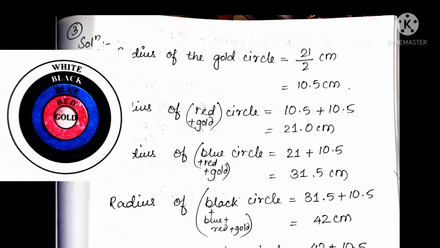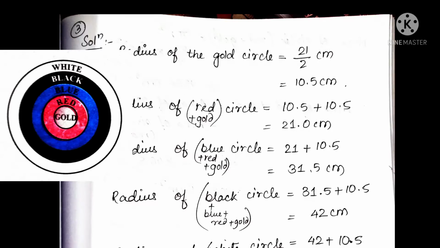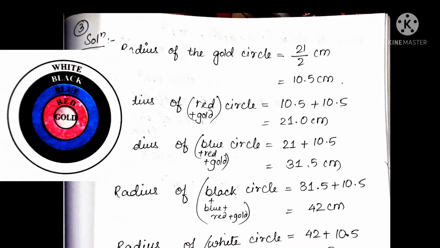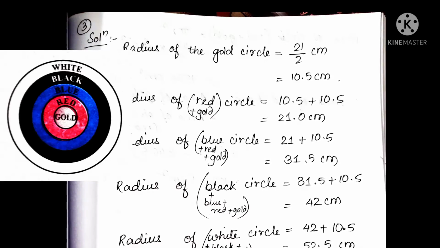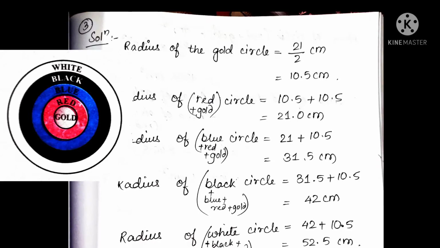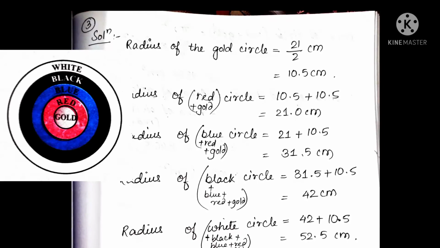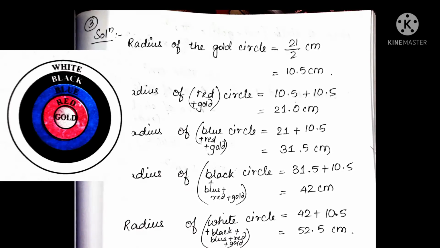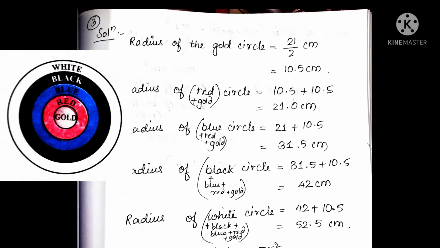21 by 2 centimeter. And similarly we can find the radius of the circle which includes gold and red both parts. So for that, the width of each band is given, 10.5 centimeters. So we have to add that width to each circle every time. So you can see the radius of the circle which contains red and gold part is equal to 10.5 plus 10.5, that will be 21 centimeters.